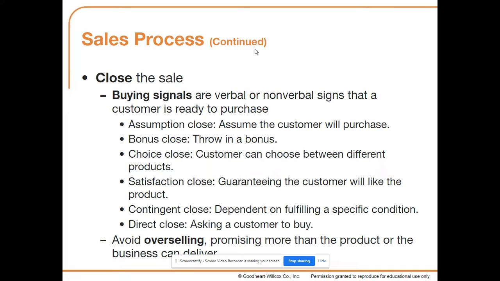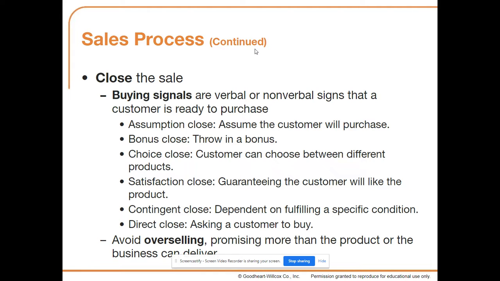So the first is the assumption close, assuming the customer will purchase. So just by saying, "Do you want me to take this up to the register for you?" is an assumption close. A bonus close would be like, "Well, if you want to buy this iPad now, I'll give you 3 months of Disney Plus." That's throwing in a bonus to try to get them to say, "Yes, I'm going to buy it."